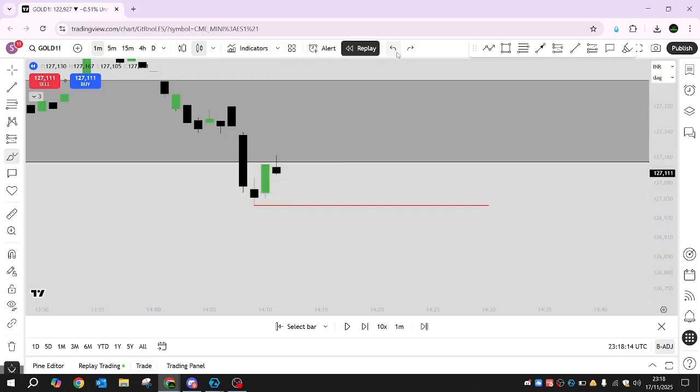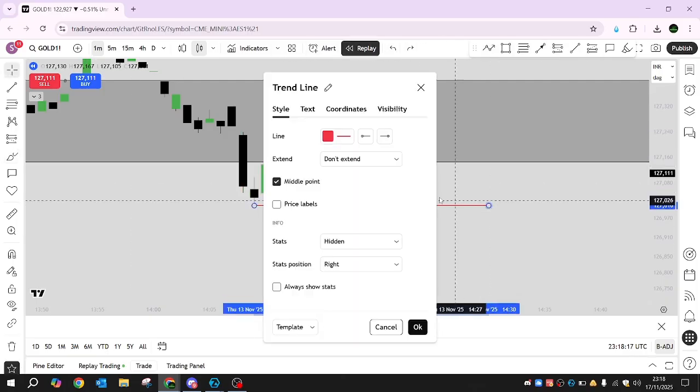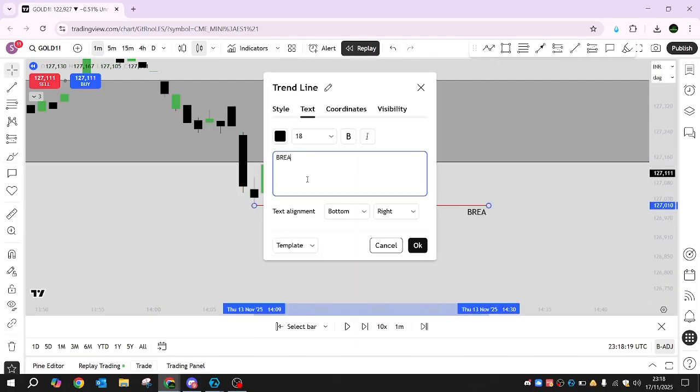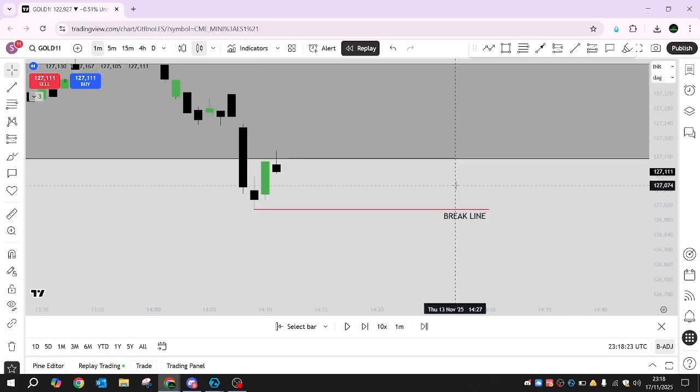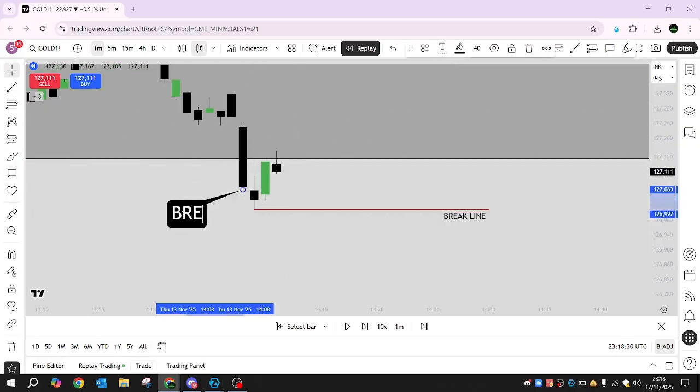And the way that I do that is by drawing this line. Now I call it the break line, right? Nice and nothing fancy. I just call it the break line. So what that means is you're looking for a break and a retest. So this is the break.